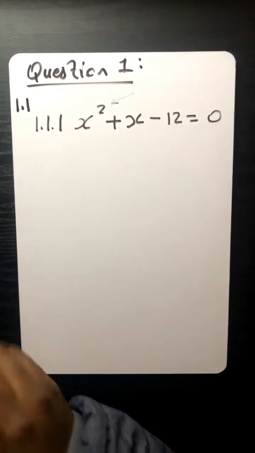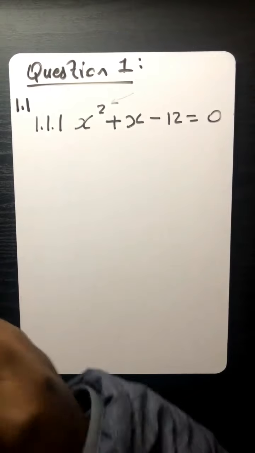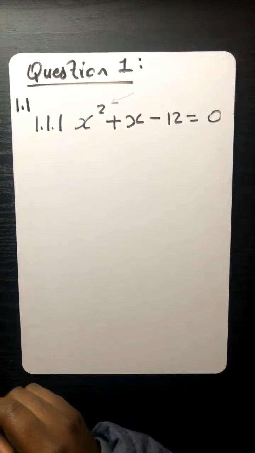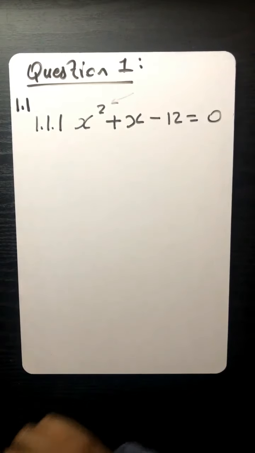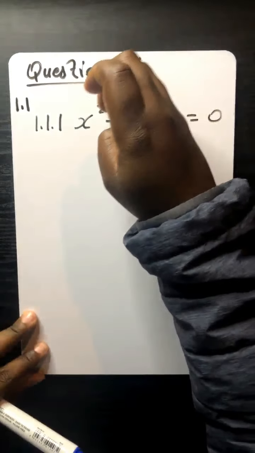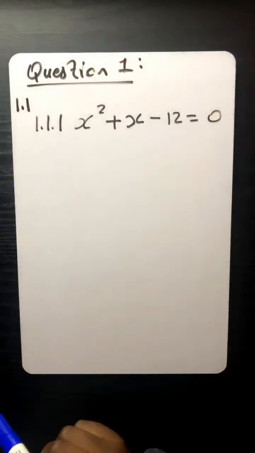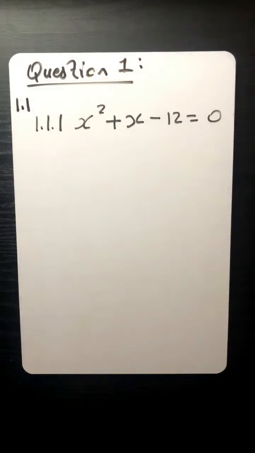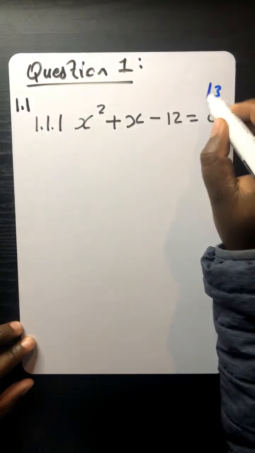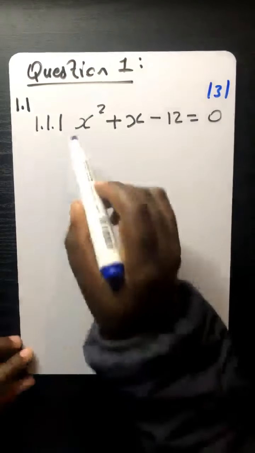Quickly, in this case, we are given an equation. It's a quadratic equation, and already it's in the standard form. So all that I need to do is just find the factors.